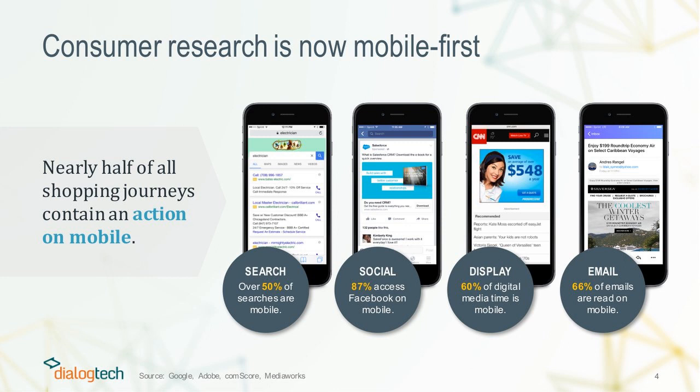Consumer research is now mobile first. Nearly half of all shopping journeys contain some sort of action on a mobile device. This is across many channels. You have search, you have social, display, email. Just take social. I mean, 87% of Facebook users now access the platform from their mobile device. And email, 2/3 of emails are read on a mobile device.